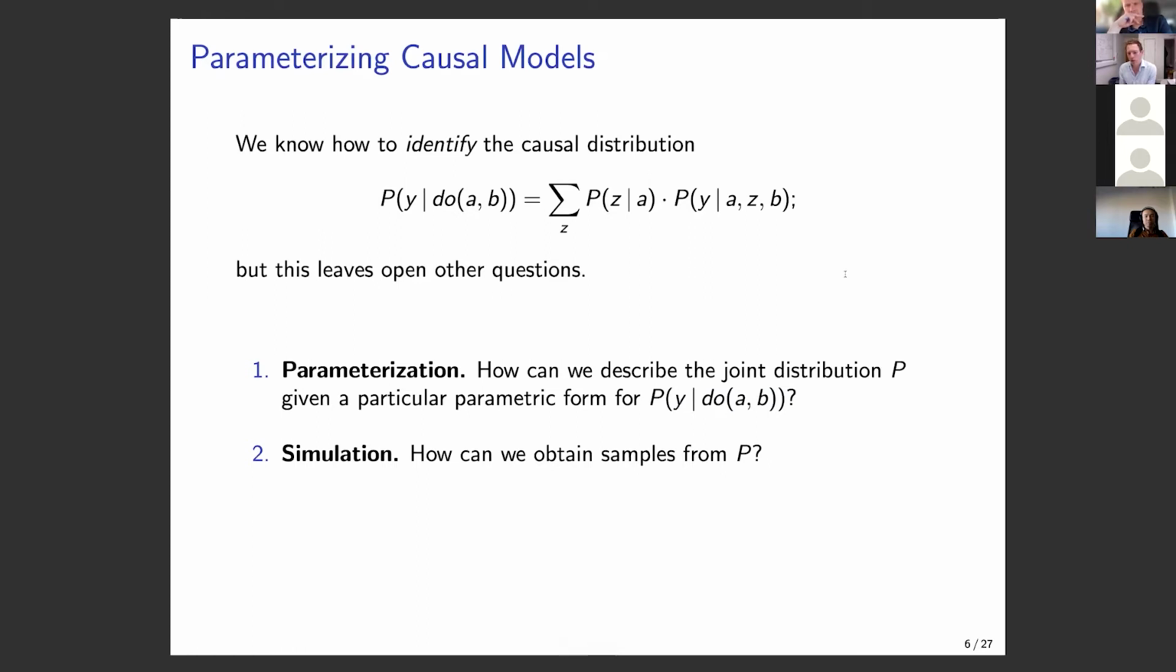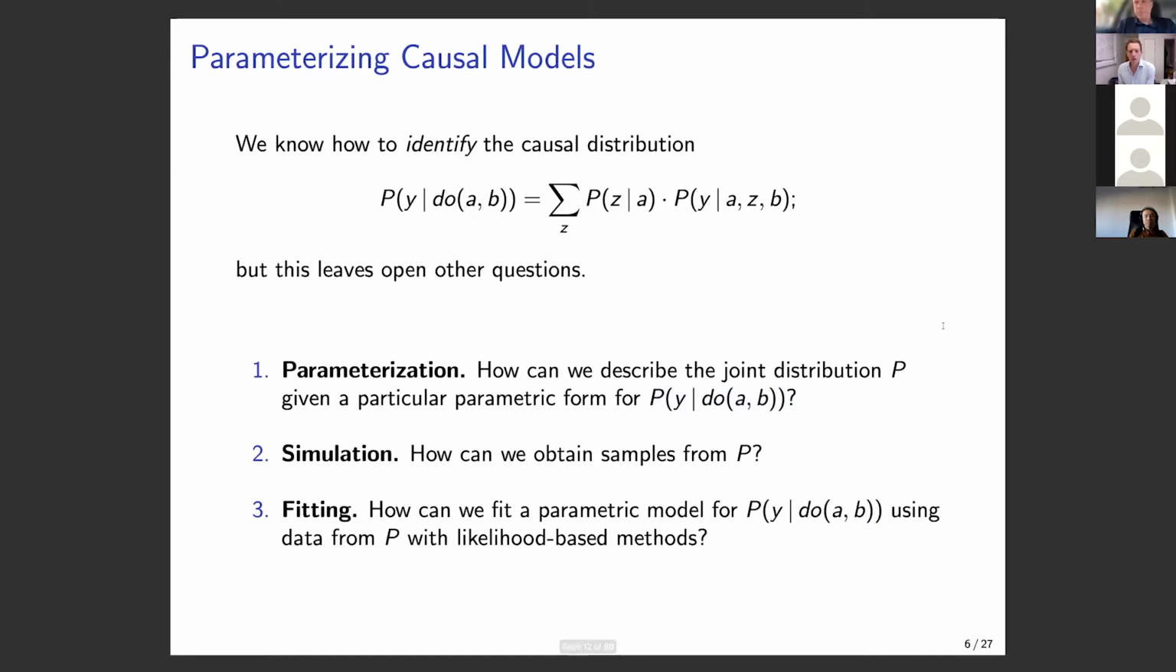The second question is, how can you simulate from this distribution P subject to this having the particular parametric form you're interested in? And that's also going to be quite hard, as we'll see. And then the third question, even more ambitious in a sense, is how could we fit a parametric model for this thing using data from P with likelihood-based methods? And yeah, I'll have a quote a little bit later on to show that this is not a trivial thing to do at all.